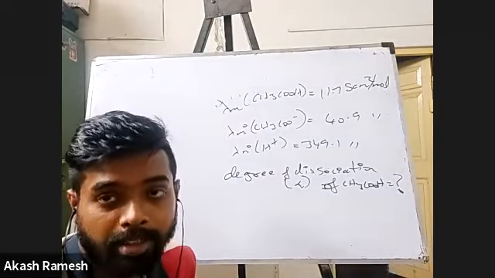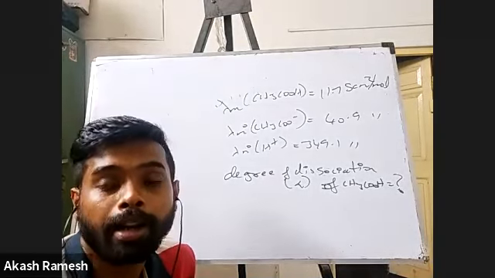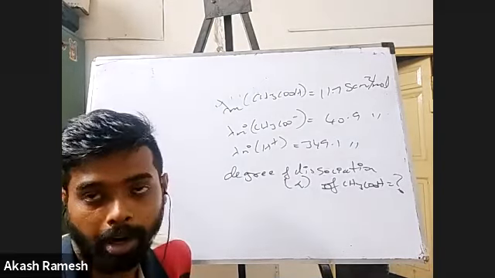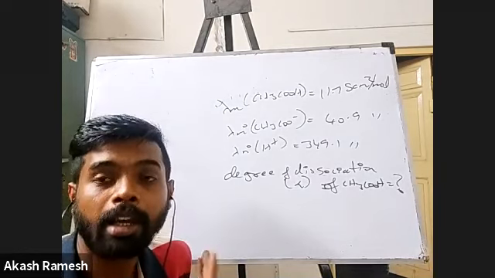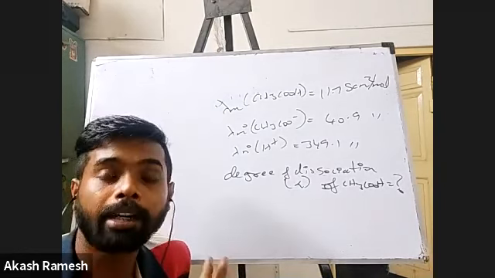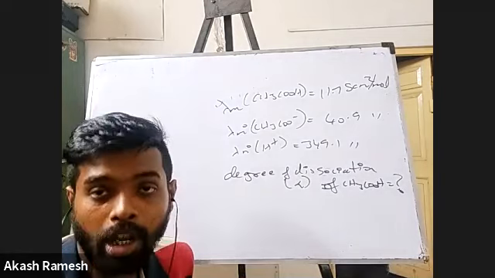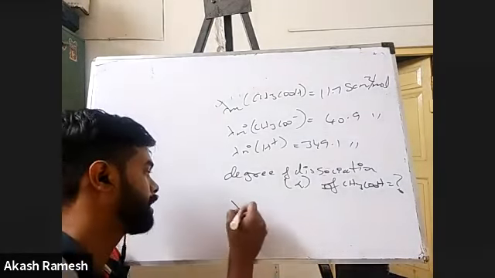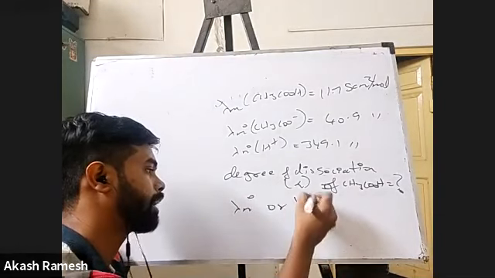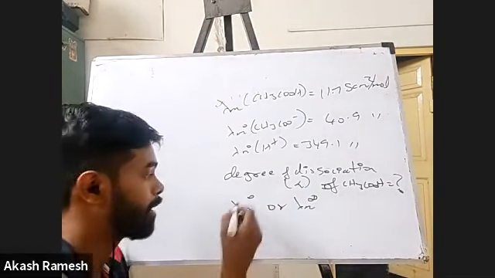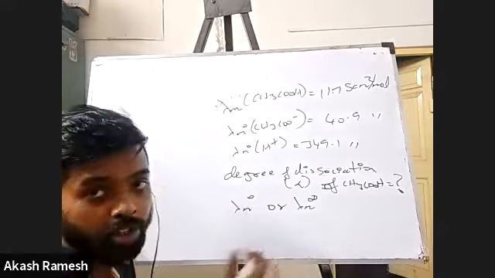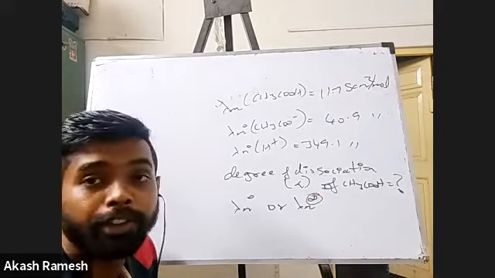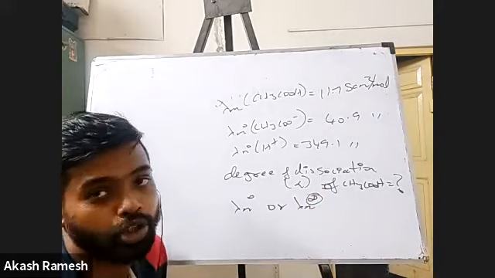Kohlrausch's law states that lambda m naught is the limiting molar conductivity. Limiting molar conductivity is molar conductivity at infinite dilution or zero concentration. We write it as lambda m naught, or we write it as lambda m infinity. So lambda m naught means zero concentration, and infinity represents infinite dilution.